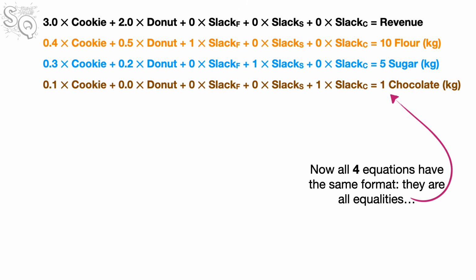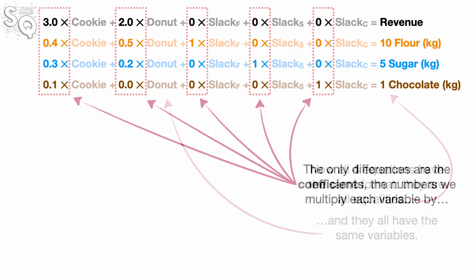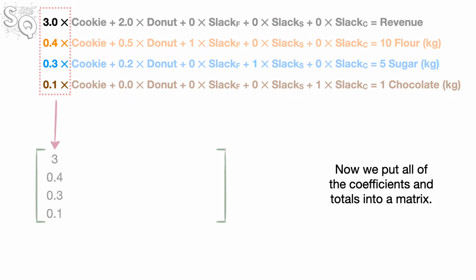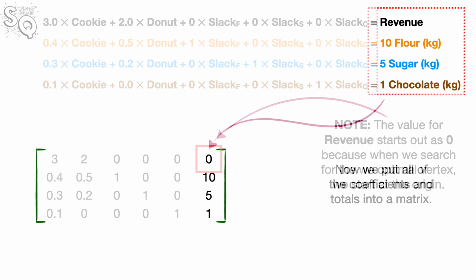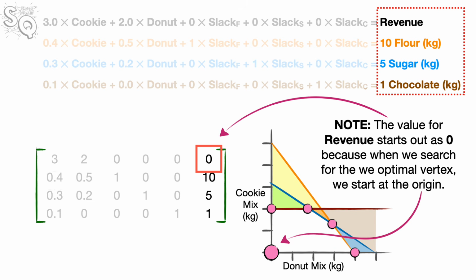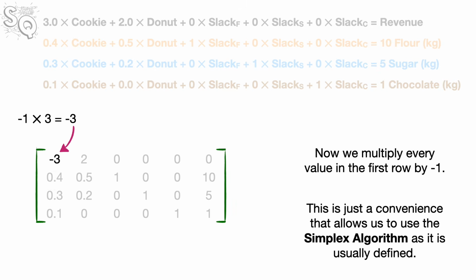They are all equalities, and they all have the same variables. The only differences are the coefficients, the numbers we multiply each variable by, and the totals. Now we put all of the coefficients and totals into a matrix. Note, the value for revenue starts out as 0 because when we search for the optimal vertex, we start at the origin. Now we multiply every value in the first row by -1.